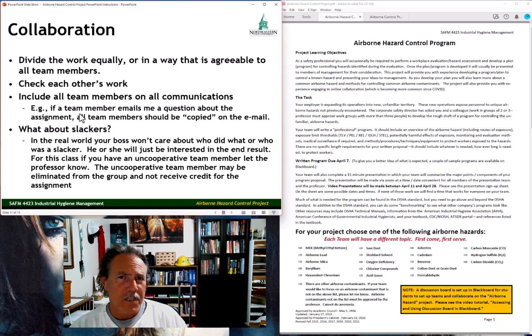If you're a 3-person team, it's not good if just 2 people are communicating. They're not involving the third person. An example of how you would include all people on communications would be if there are emails sent out from one team member, they should be sent to all team members. If a team member emails me a question about the assignment, all team members should be copied on the email. Keep everybody in the loop, just like you would want to do in the real world if you were doing this kind of real world collaboration.